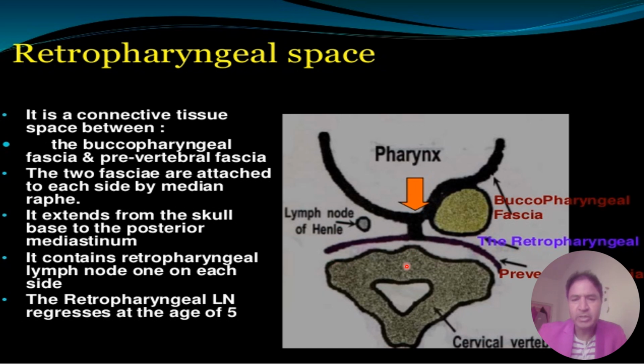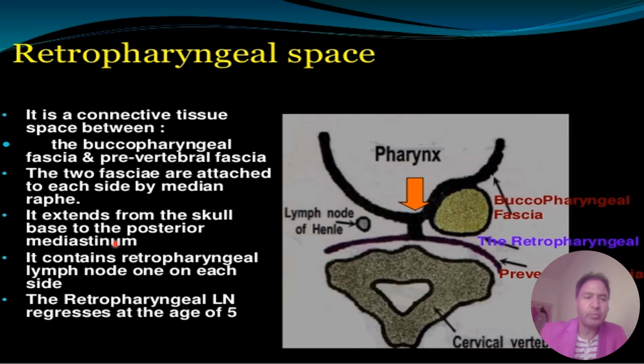So the retropharyngeal space is the space between the buccopharyngeal fascia and prevertebral fascia. The two fascia are attached to each other by the median raphe. This is the pharynx, and this is the buccopharyngeal fascia. This is the prevertebral fascia. In between, they are connected by the median raphe, and this space is called the retropharyngeal space.